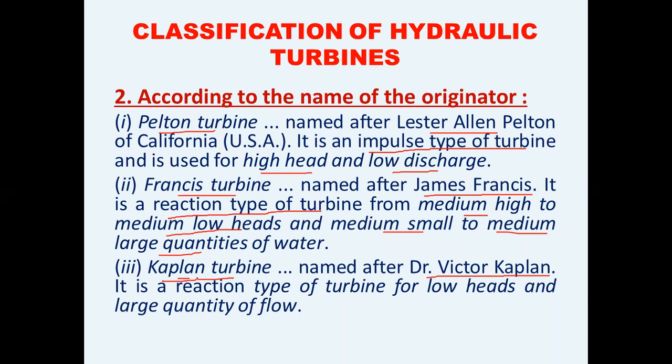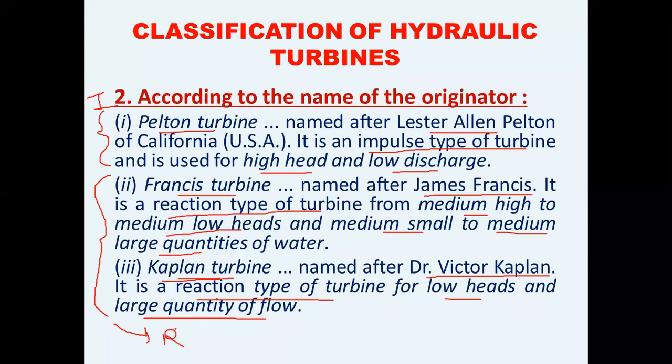And this last Kaplan turbine, it is used for low heads and large quantity or large discharge of water, and hence it is a reaction type of turbine. So Pelton turbine is a type of impulse turbine, I for impulse, and Francis and Kaplan turbine are reaction type of turbine. I hope you're getting this.